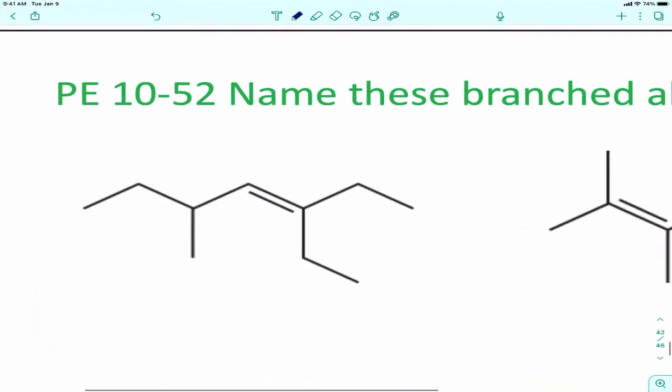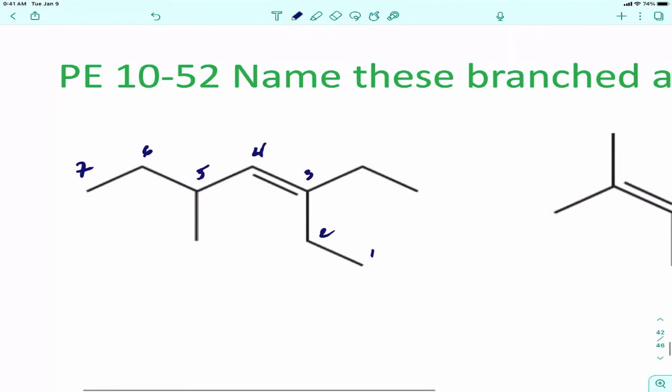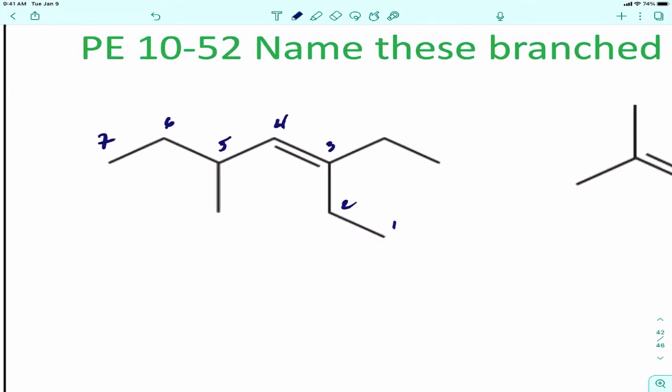All right, so here we want to name these compounds. The thing we're going to do is number this in such a way that we get the lowest number possible. We want the biggest number for each carbon chain. So 1, 2, 3, 4, 5, 6, 7. It looks like you're going to have substituents coming off of carbon 3, and then you're going to have a substituent coming off of carbon 5.